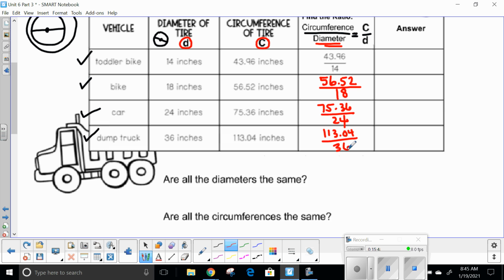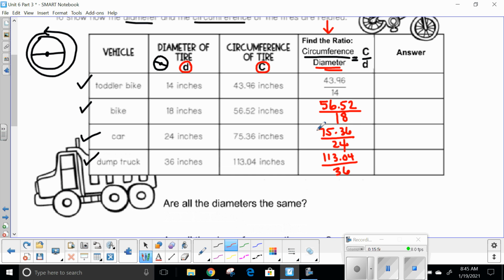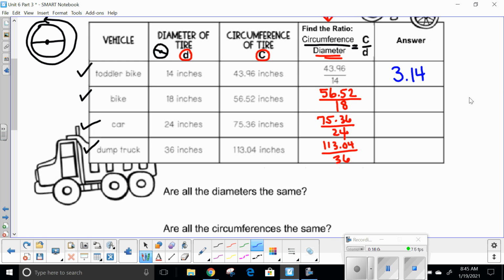Now, I don't know about you, but we're not going to sit here and do this all day. So I'm going to give you the answers. If you divide this out, you're going to get this number, 3 and 14 hundredths. And you're going to hear us say 3.14. That's what we always say. So then I go to the bike and I calculate this ratio, and that's going to equal 3.14. What do you think the next one's going to equal? 3.14. What do you think the next one's going to equal? 3.14.